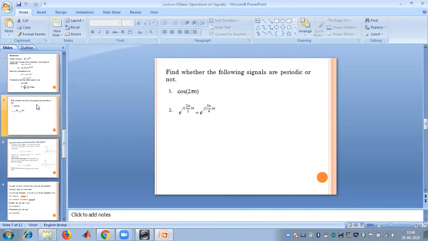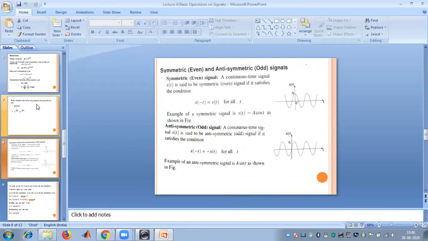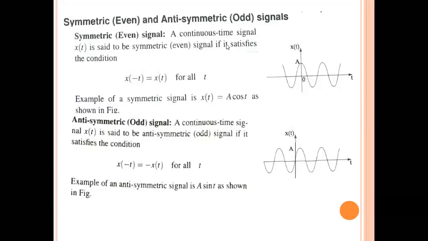See, now these are the two problems I have solved on the whiteboard here. Now, just quickly go through this. The remaining classifications are very, very easy to understand. Now see here. Now symmetric and anti-symmetric signals. You can also name these symmetric and anti-symmetric signals as even and odd signals. So symmetric signals are even signals.